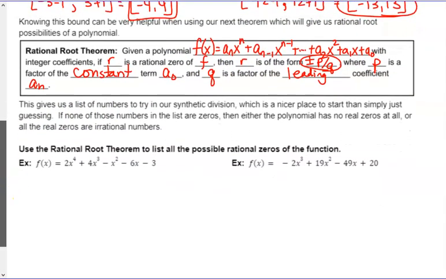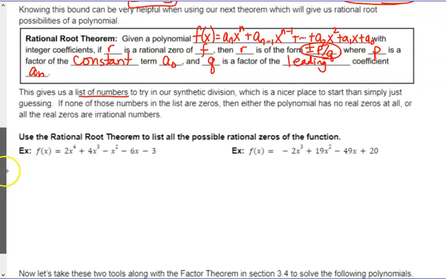Now, this gives us a list of numbers to try in our synthetic division. So in the previous chapter, we looked at, okay, if 1 is a root, then we could synthetically divide that, and if it was like an x cubed, it got us down to an x squared factoring polynomial, or one that we'd have to use the quadratic formula on, and we could solve for the other two roots. So this is much nicer, like I was saying before, than to simply just guess. If none of those numbers in the list are zeros, then either the polynomial has no real zeros at all, or all the real zeros are irrational numbers.